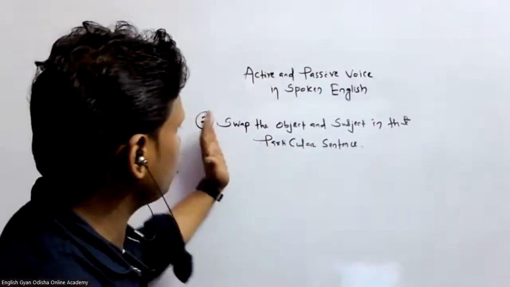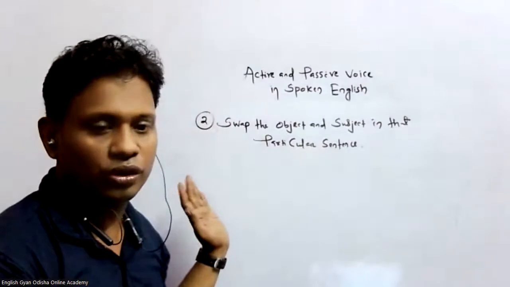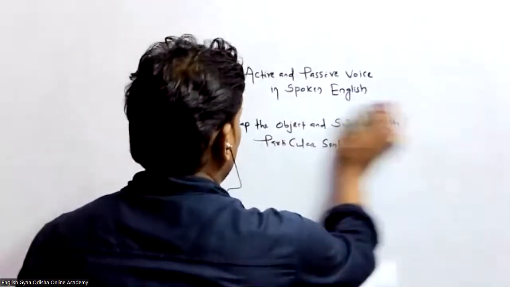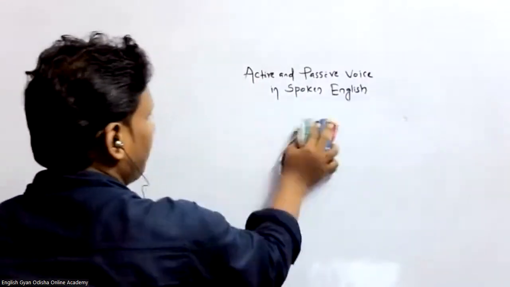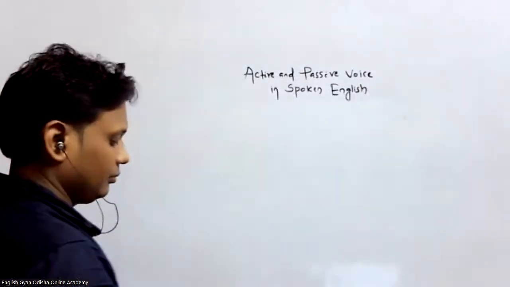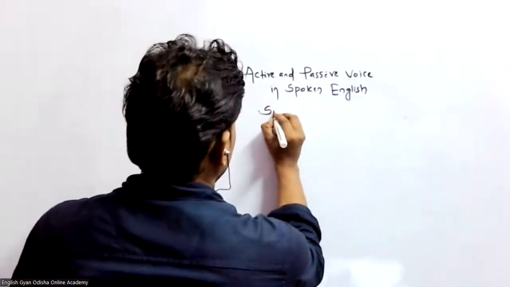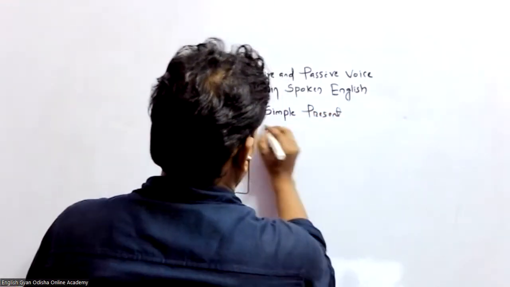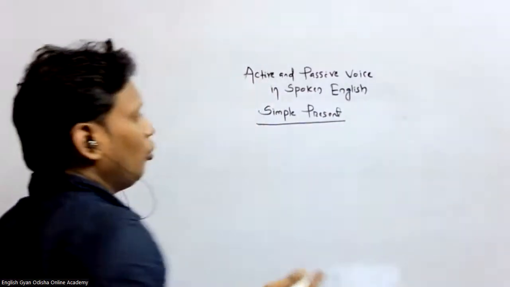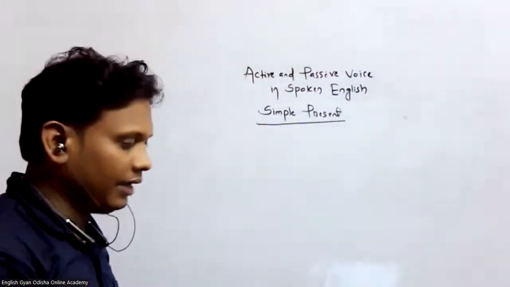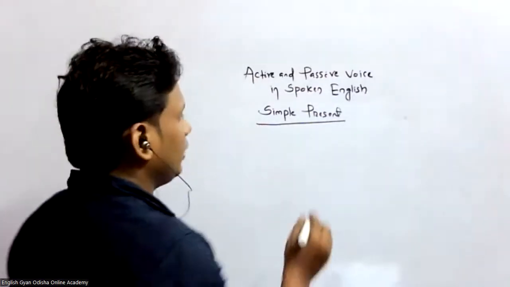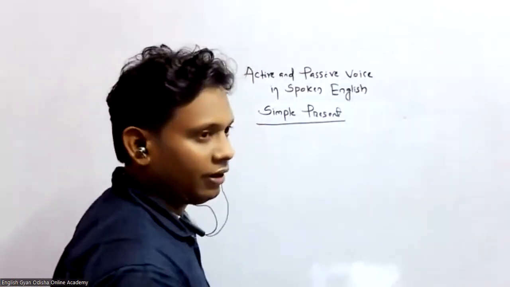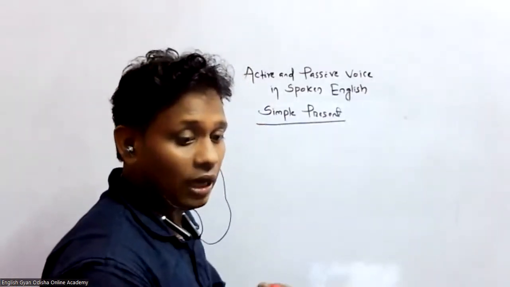So what you have to do is swap the position. We have to swap the position. Right now, take an example. If you take an example, it is very clear for you. So how does active to passive happen in simple present? The first one is called simple present. What is the simple present? Let me give a very small example, then we can extend it to our day-to-day life.